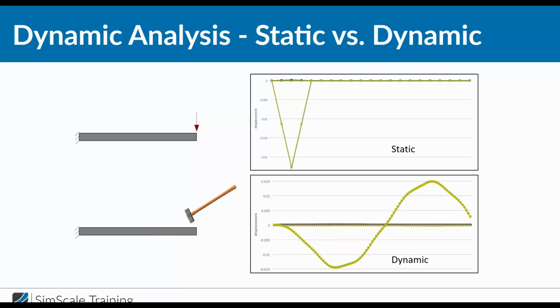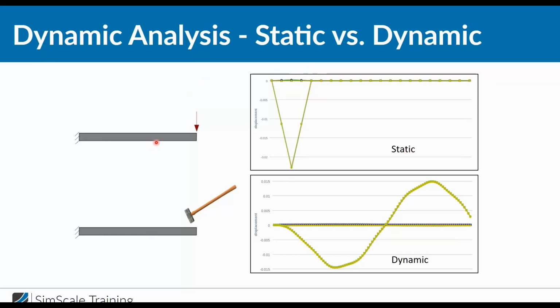This is a bar. Let me just use my pointer. On the left side, it's fixed, so it cannot move, and here we will have reaction forces and reaction torques. Just imagine, to understand the difference between static and dynamic: in a static simulation, we would apply the load at one time step. Here, for example, it's applied, and we would have this kind of linear ramp up and ramp down.